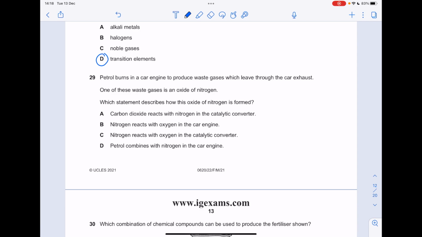Petrol burns in a car engine to produce waste gases which leave through the car exhaust. One of these waste gases is an oxide of nitrogen. Which statement describes how this oxide of nitrogen is formed? So remember, you've got nitrogen and oxygen in air. They're quite unreactive gases, but in car engines you get very high temperatures, forcing the two to react, forming oxides of nitrogen. So that's why B is the correct answer.